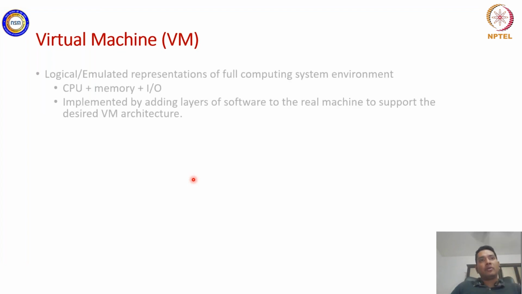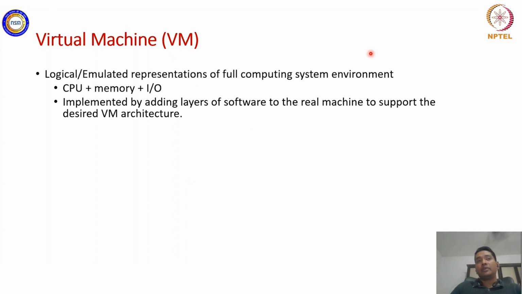So we are talking about virtualization. First we will look at virtual machines, and the different ways we can virtualize. When we talk about virtual machines, the CPU plus memory and I/O, the entire computing system, we want to emulate as a full computing environment and virtualize it, implemented by adding layers of software to the real machine to support your desired virtual machines.